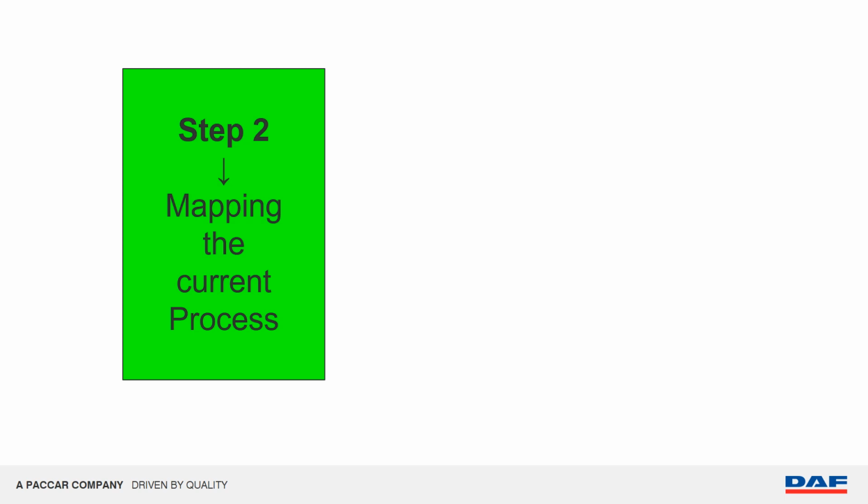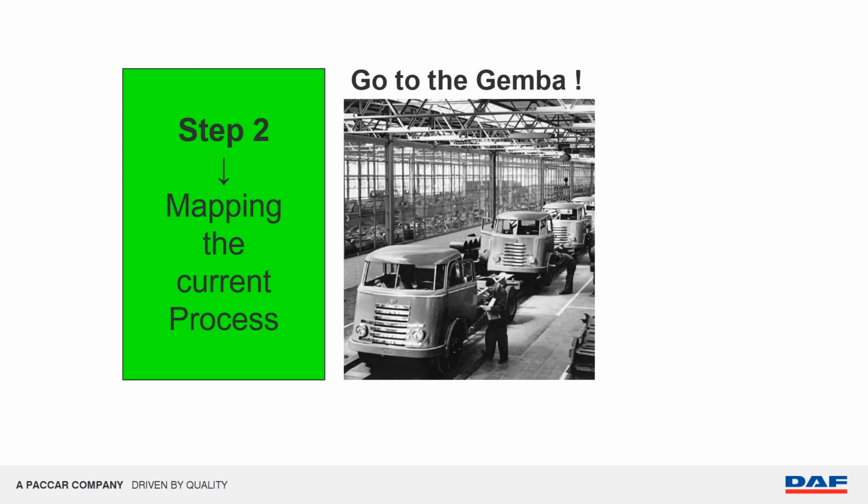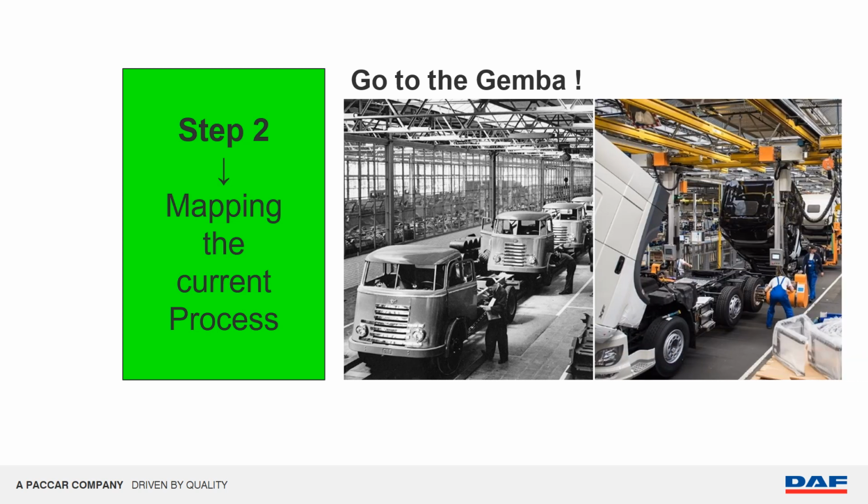Step 2 is the start of any project, mapping your current process. And to find out what your process looks like, you go to the Gemba, the actual place of work. Never assume to know, sitting behind your desk, what your Gemba looks like. Go and see for yourself. It may have changed just a bit more than you expected. And when you are there, talk to the most important person involved in your process, the operator.